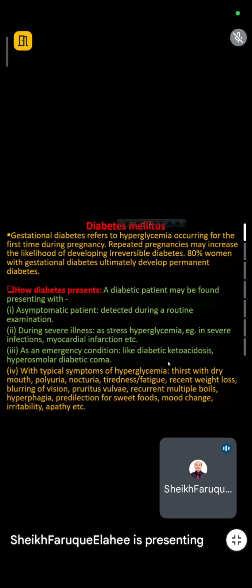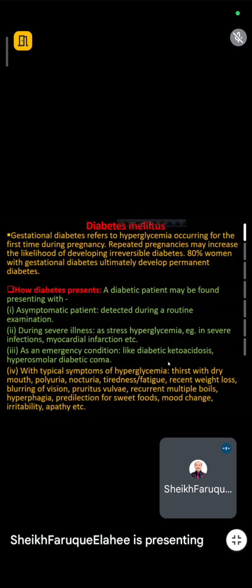Then predilection for sweet food. Diabetic patients are very fond of taking sweets. If a person takes more and more sweets, you keep in your mind that he may have diabetes. Then there is irritability, mood change, and apathy. This occurs on a later occasion. When he has had diabetes for so long, he may have an irritable mind, mood change, and apathy.